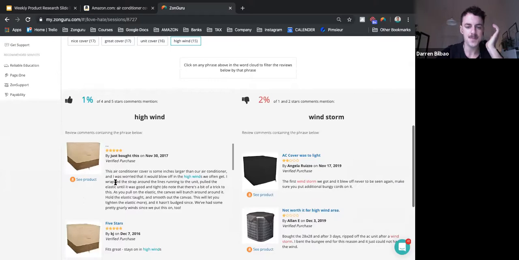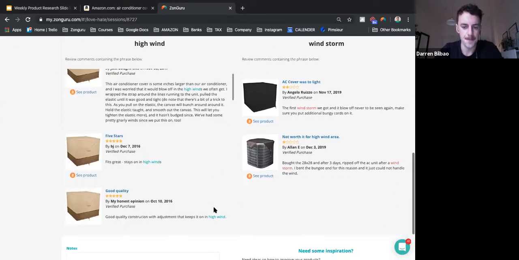Air conditioner, I was worried it was going to blow off in the wind, as we often get, and they wrap the strap around and it works. So you want to make sure you go through these, figure out what all the customers are loving, and make sure you keep that in your product when you're coming up with a new idea. Go through all the hate section, write out what all the issues are with the products, and make sure you fix these issues when it comes to launching your product.